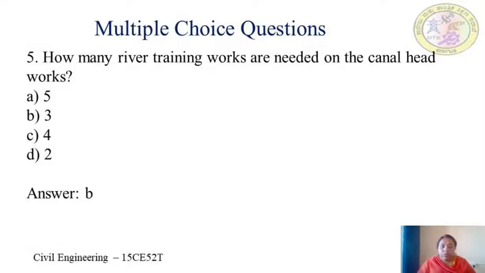This generally includes, that is, one is guide banks, second one is marginal bunds, and the third one is spurs. As you already studied, these are the 3 major river training works that are needed on the canal headwork. And these also protect the area from submergence due to rise in high flood level. So these marginal bunds mainly help in protecting the lands from submergence. And also the spurs are the works that mainly protect the marginal bunds. And the answer is B, that is 3.